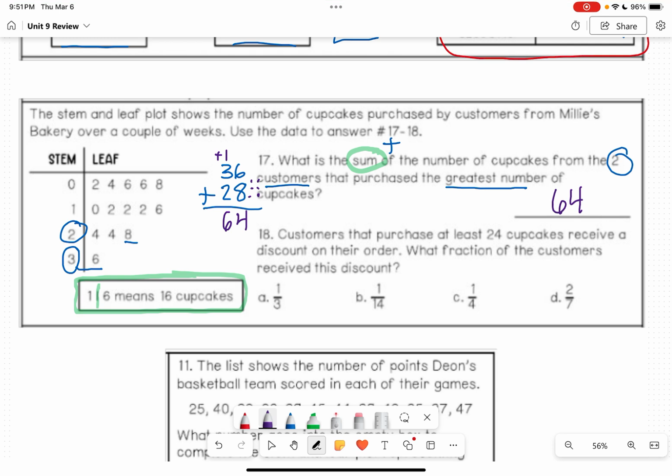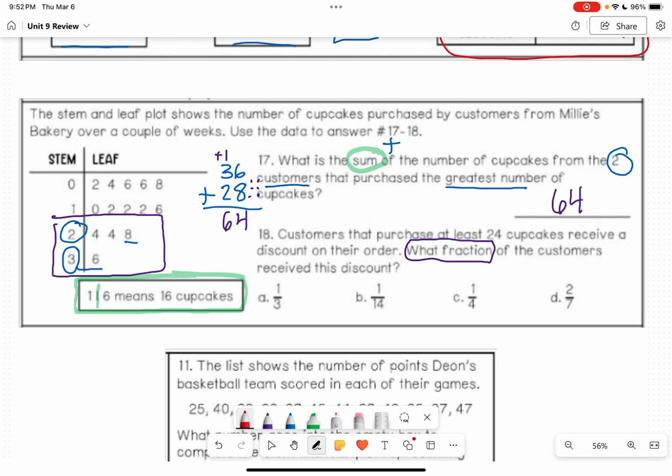It says, customers that purchase at least 24 cupcakes receive a discount on their order. What fraction? So go ahead and box that. So we know that our answer has to be in fraction style. So we want to figure out how many people scored at least 24 cupcakes. So what that is telling us is that we have to make sure it's 24 and more. Okay, it cannot be less than that. So that is telling us it's this section right here.